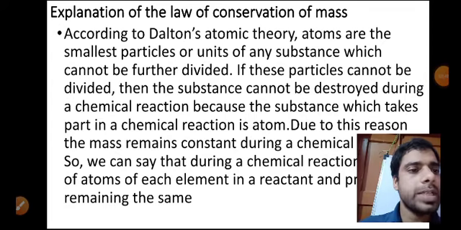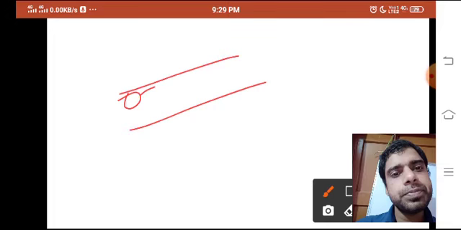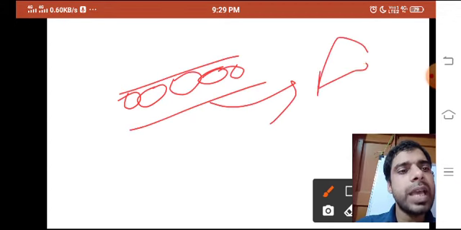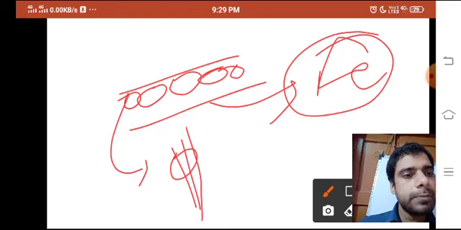Okay, so the explanation of the law of conservation of mass. In this one, Dalton said that atoms are the smallest unit of matter. You can see here I have drawn the smallest particles of this element. Suppose this F is an element, and here I have taken one circle as one atom. So this atom cannot break again. If this atom will not break again, then can we say that the law of conservation of mass can be broken?